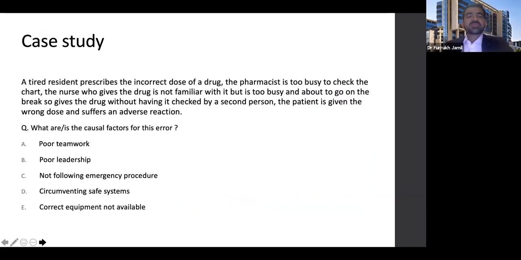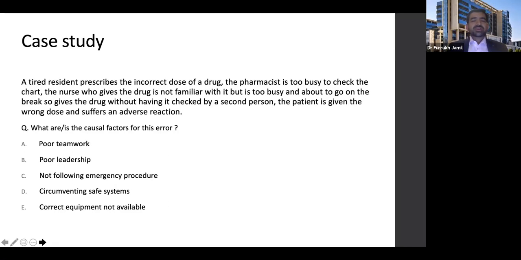Okay, let's have a look at this brief example. You have a resident on the night shift. He's tired, and he prescribes the incorrect dose of a drug. It's a typical night time. The pharmacist might be on call, too busy to check this, or maybe not on the floor. The nurse who gives the drug is not familiar with it, but she's too busy and about to go on her break, and she gives the drug without checking by a second person. An incident happens. The patient is given a wrong dose and suffers an adverse reaction. These are scenarios you might come across, especially if you are looking at medical errors and doing root cause analysis.